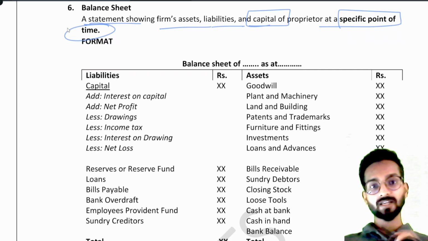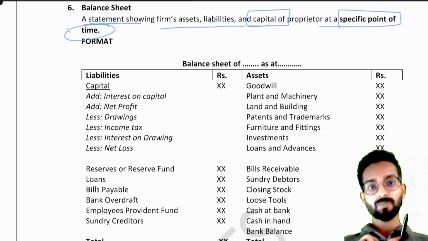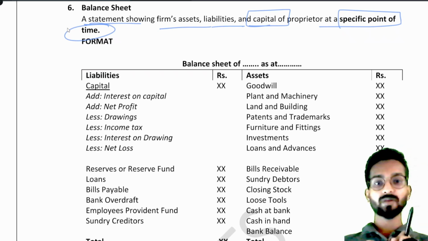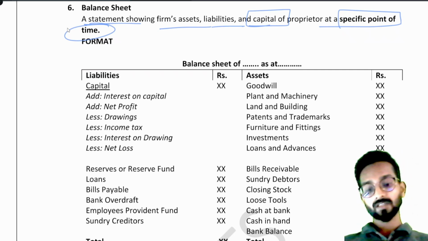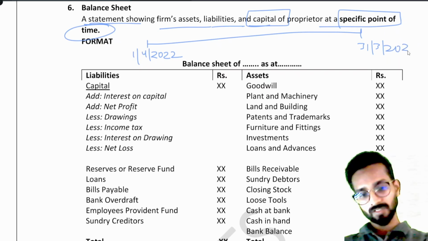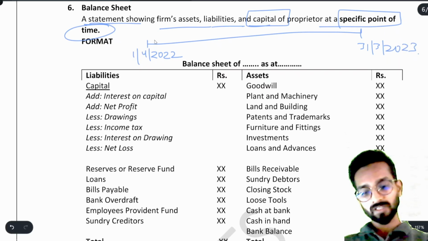When we prepare trading account, what do we write? Trading account for the year ending. When we prepare P&L account, what do we write? Profit and loss account for the year ending. But when we prepare balance sheet, what do we write? Balance sheet as on 31st March. Understand this. Why? Because suppose this is our year, from 1st April 2022 till 31st March 2023, this is our entire year. We are preparing trading account for the entire year.